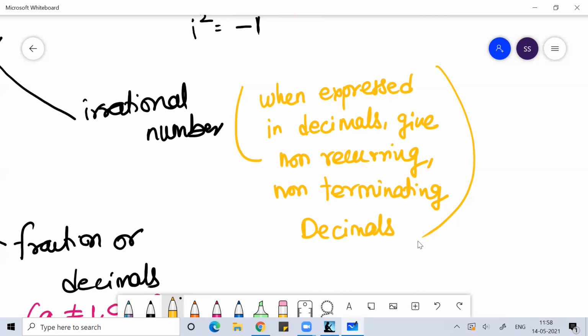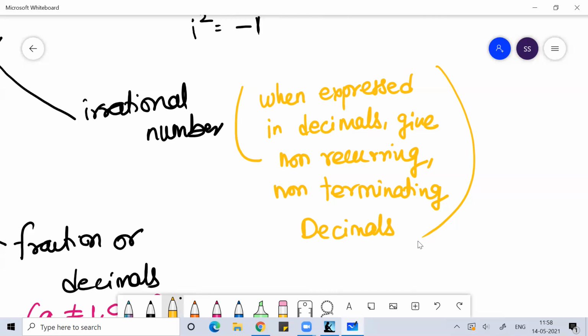So I'm back. So what are irrational numbers? Irrational numbers are numbers which, when expressed in decimals, are non-recurring, non-terminating decimals, and they cannot be expressed as a simple fraction. You cannot write them in fraction form. That is the problem. That's why we call them irrational.